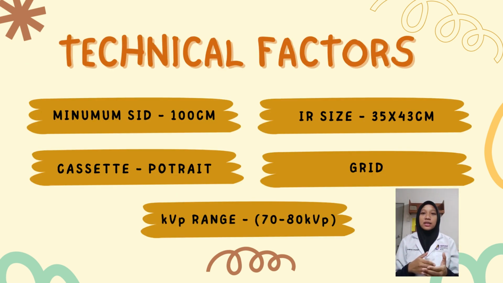Next, for the technical factors, as you can see in the video, we must set up the exposure and choose the cassette. The minimum SID for lateral femur is 100 cm from the beam to the IR. The IR or cassette size we must use is 35 x 43 cm. The cassette must be placed portrait and with grid. As for the exposure, the kVp range is 70 to 80 kVp, and I use 70 kVp for my patient, Miss Sakina, and I use 8 for the mAs. The kVp must be selected based on our patient and the part we want to X-ray.